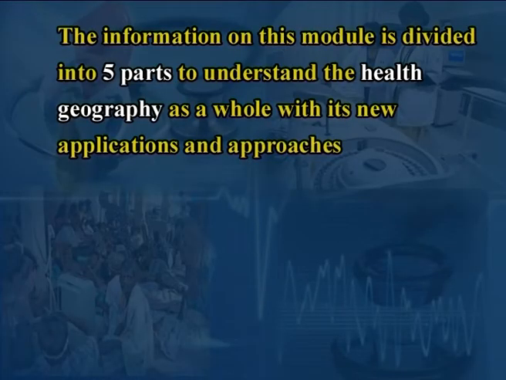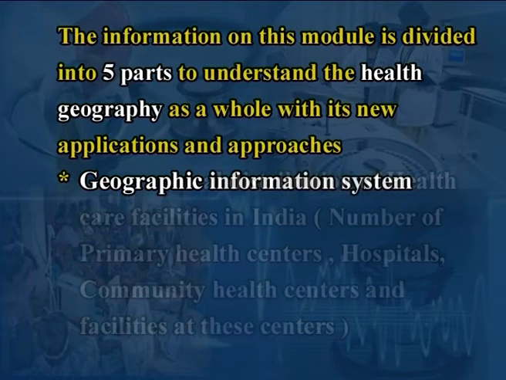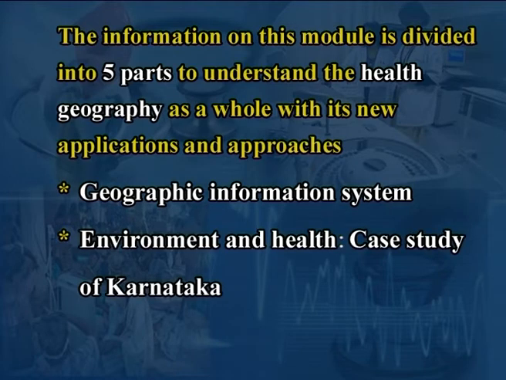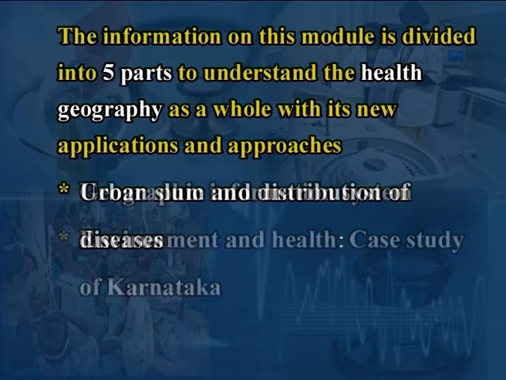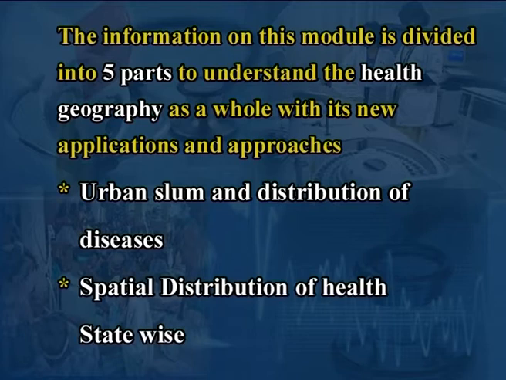The information in this module is divided into 5 parts to understand health geography as a whole with its new applications and approaches. First one, geographical distribution of healthcare facilities in India. That includes the number of primary health centers, hospitals, community health centers and facilities at these centers. Second module is geographic information system. Third one, environment and health, a case study of Karnataka. Next module, urban slums and distribution of disease. Next, spatial distribution of health state-wise.